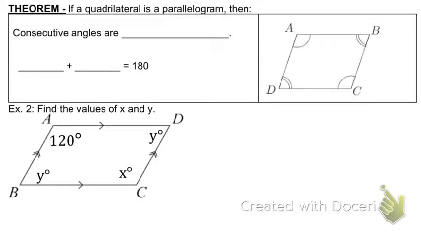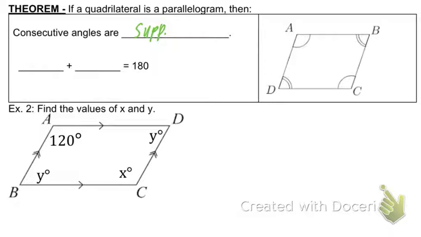Next, we have another theorem. If a quadrilateral is a parallelogram, then consecutive angles... What does it mean for angles to be consecutive again? Right next to each other. Okay, they're adjacent, right next to each other. Yep. Consecutive angles are going to be supplementary. What does supplementary mean? They add to 180, okay?